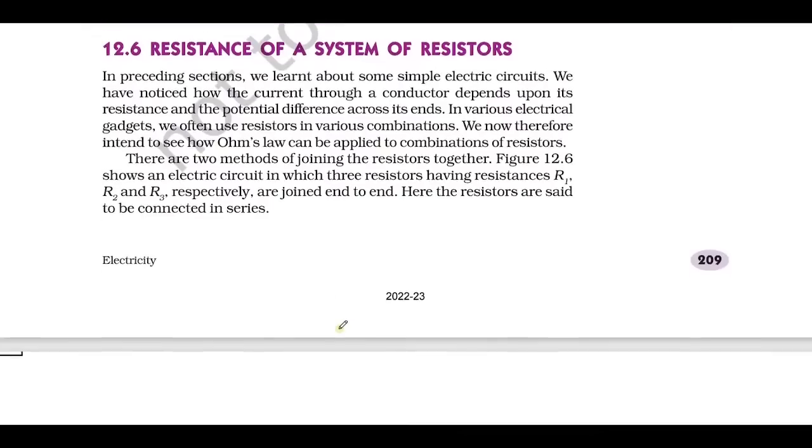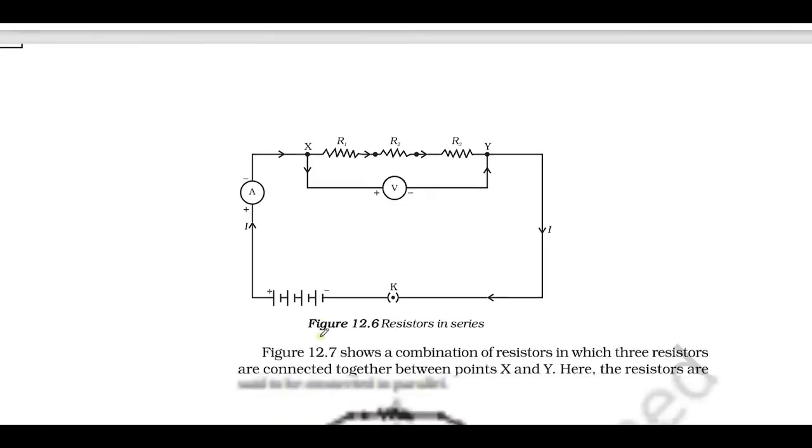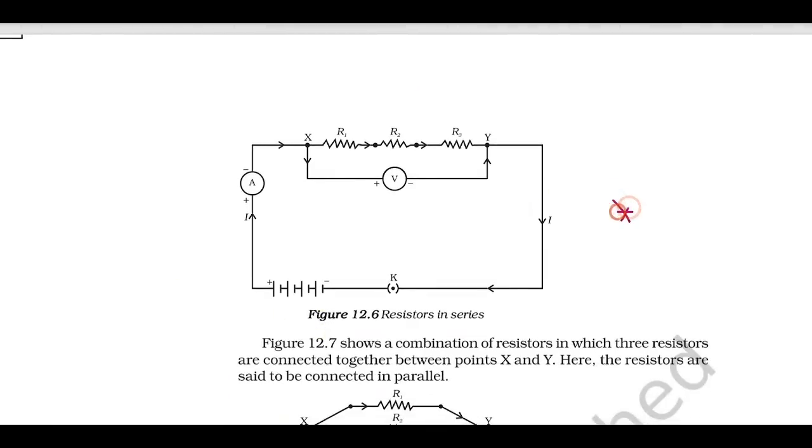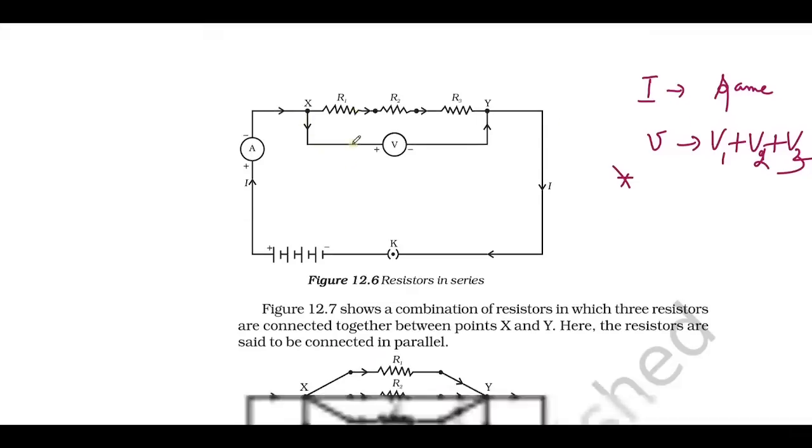Now, resistance of a system of conductors. This is also an important diagram. When the resistors are connected in series, the current will be the same. The potential difference is divided across each resistance. The current remains the same, the potential difference will be divided across each resistance, that is V equals V1 plus V2 plus V3. The current will be the same across all the resistors.